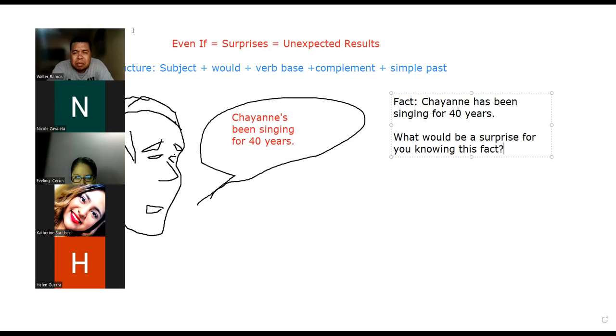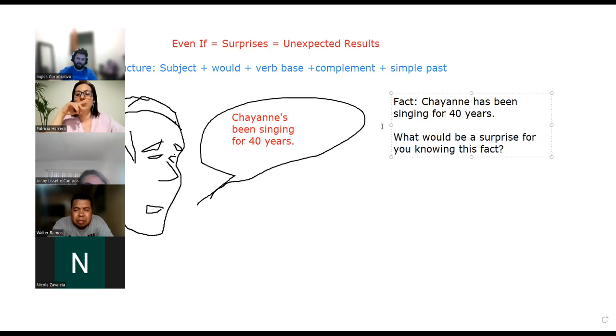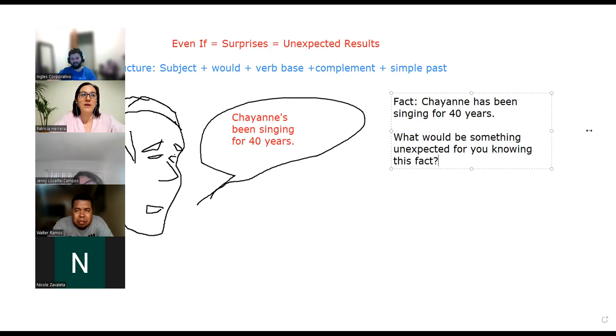Maybe his wife is pregnant. No, okay, right. Let me change the question then. What would be something unexpected for you knowing this fact? Do you know what fact is, guys? I think a surprise would maybe be Cheyenne stops singing. Okay. All right, we can use that.